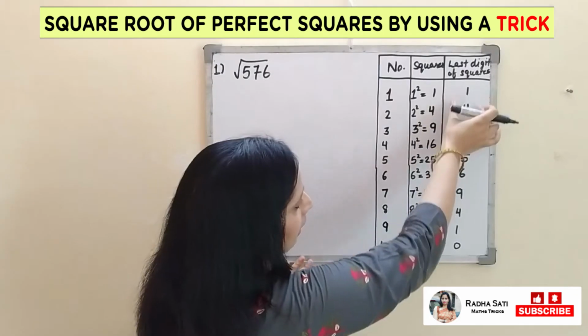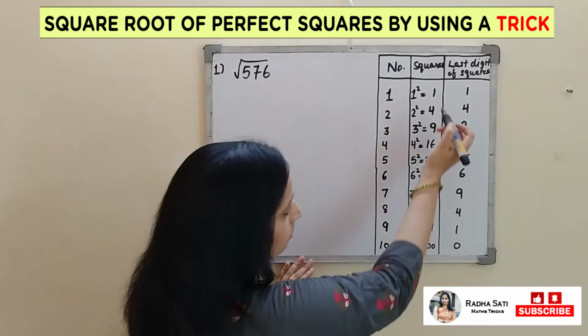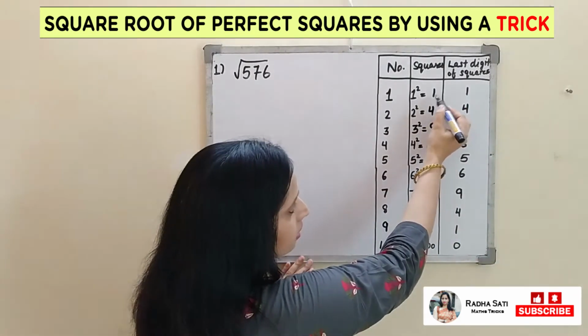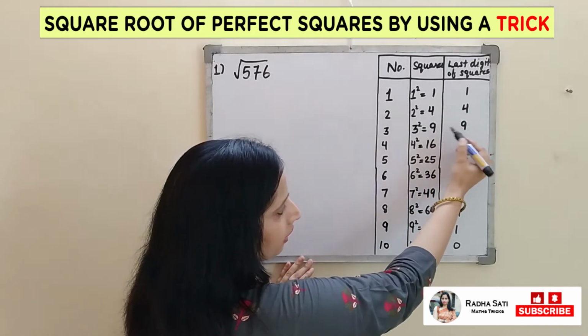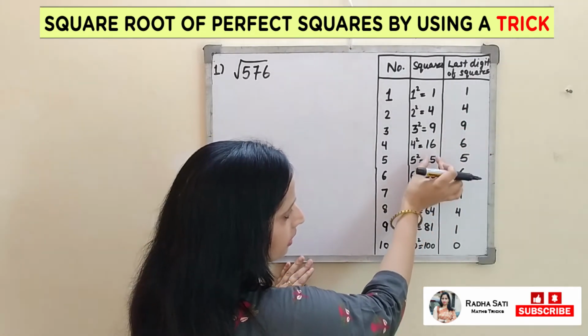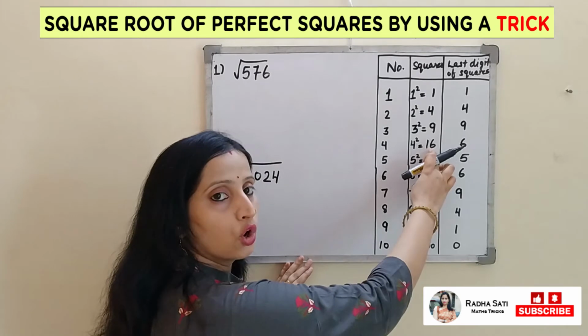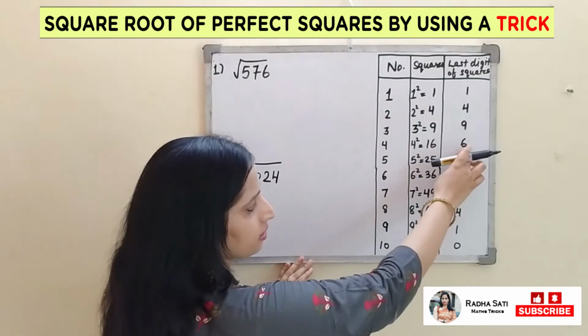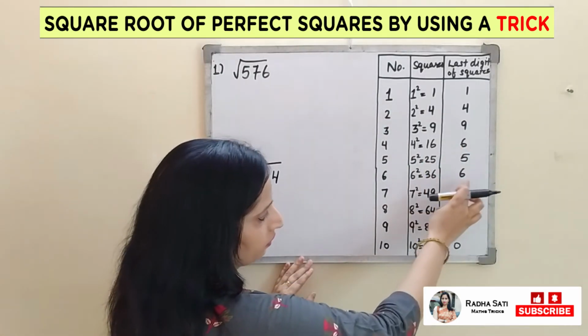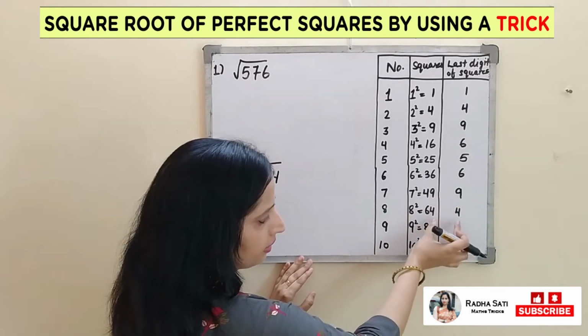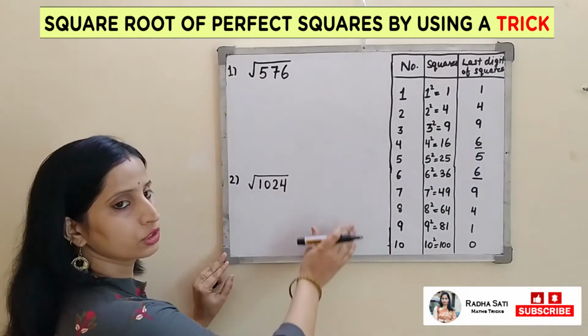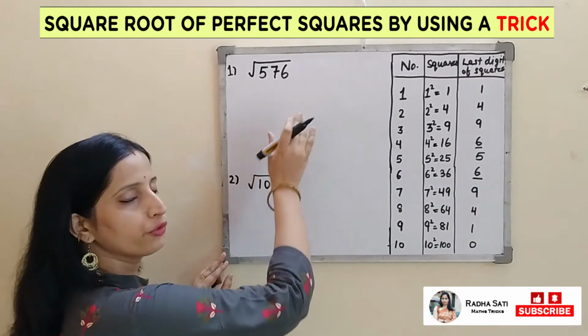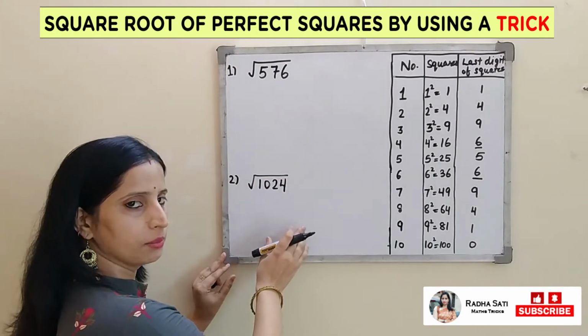And here I have written the last digit of the squares. This means here the last digit is 1, here 4, here 9, here it is 16, so the last digit or the unit place digit is 6. Here it is 5, here 6, here 9 and so on. Now we will learn how to find the square root of these numbers.